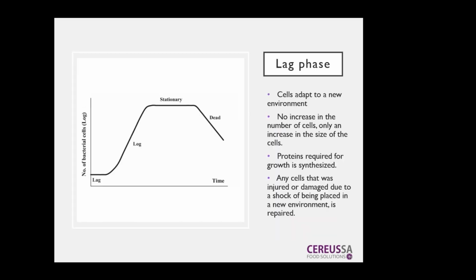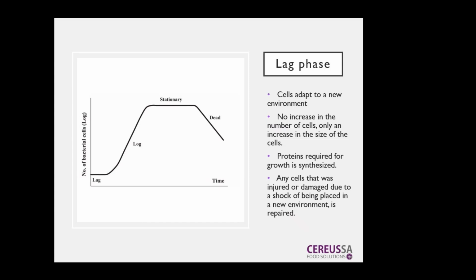Now, the first phase is called the lag phase. During the lag phase, cells start to adapt to a new environment. There's no increase in the number of cells, only an increase in the size of the cell. So the cells basically establish themselves. Proteins required for growth are synthesized, and any cells that have been injured or damaged during the shock of being placed in a new environment are repaired. So during the lag phase, you will see there's not really an increase in the number of cells, but it's almost as if it's a preparation phase.